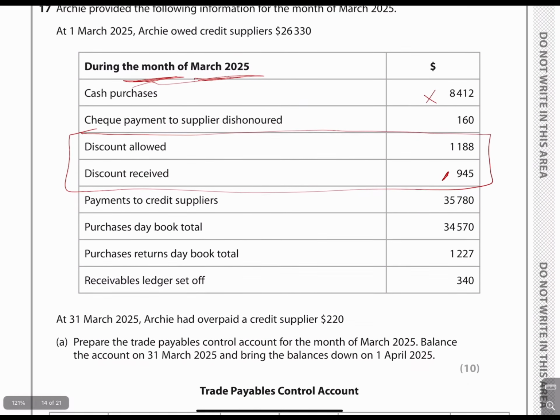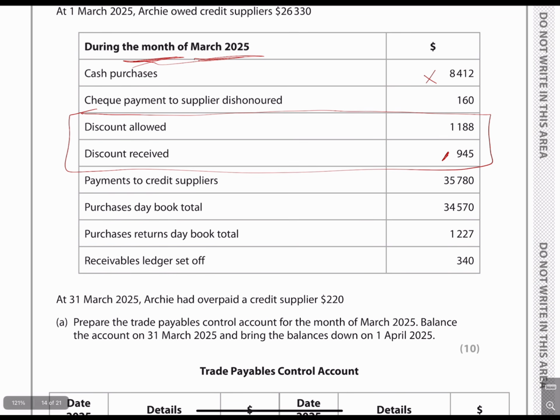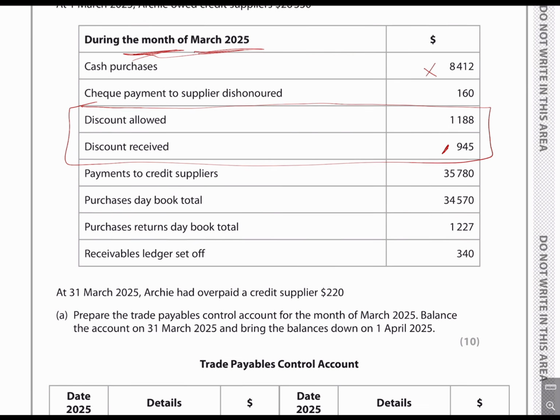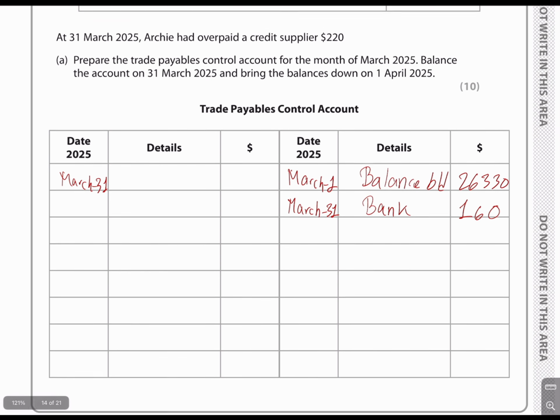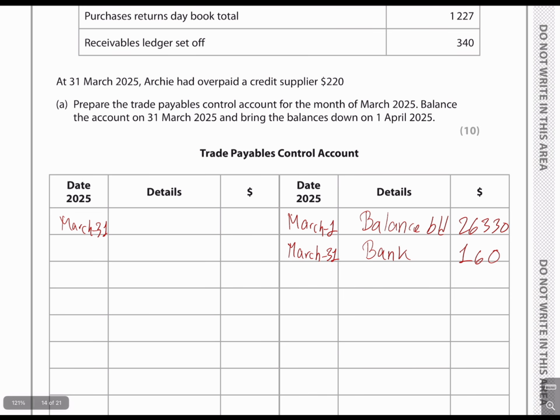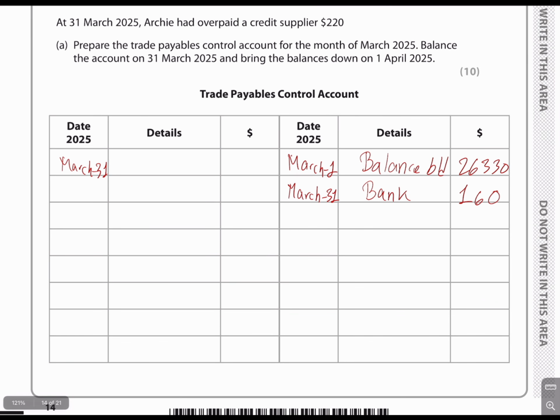And where do we enter discount allowed? We enter it on the receivable ledgers, because we allow discounts to our customers. Now discount received, how much is discount received? 945. Now which side? It will always enter on the debit side of the trade payable account. Why? Because it decreases your trade payables, right?